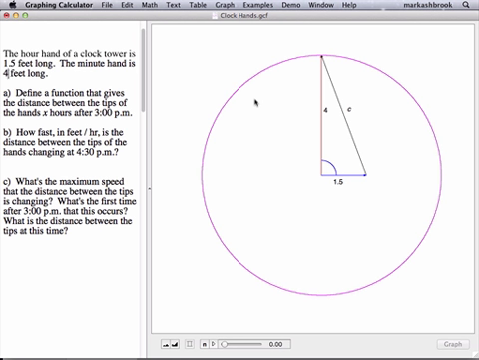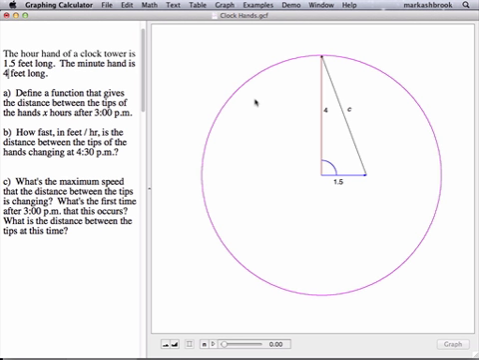Constant. Does it ever change? Stays 4, right? And then the hour hand? Changing or constant? Constant. Okay, so we want to first just define a function that gives the distance between the tips of the hands x hours after 3 p.m.